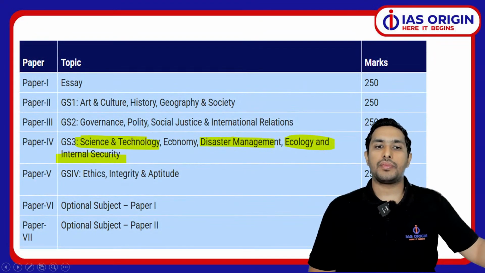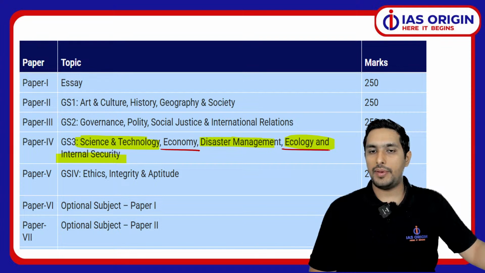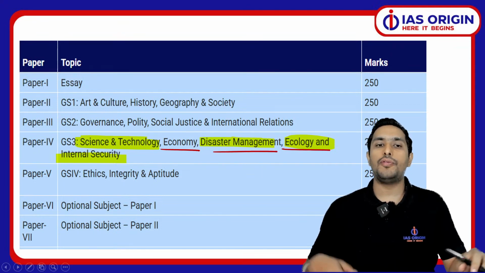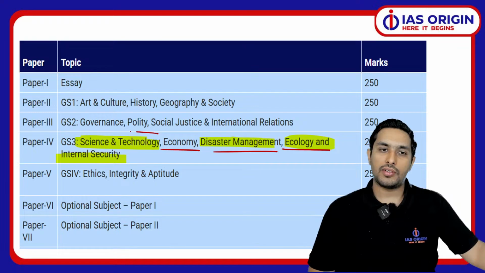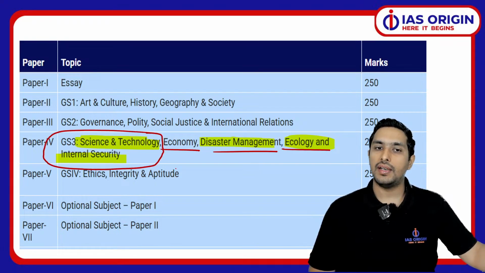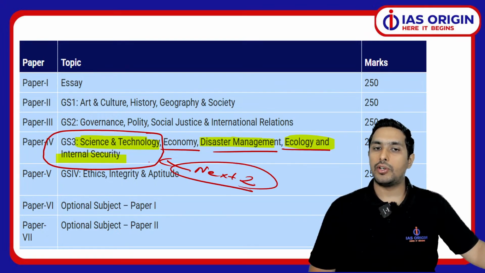Having said that, remember one thing, that economy we have discussed, environment ecology we have discussed, today we have discussed disaster management. So I am hopeful that now you have got a decent understanding. Now in the upcoming classes we are planning to discuss science and tech and internal security. That is what the planning is. Okay? So in the next two classes we are going to be doing that. So disaster management and environment ecology is done.